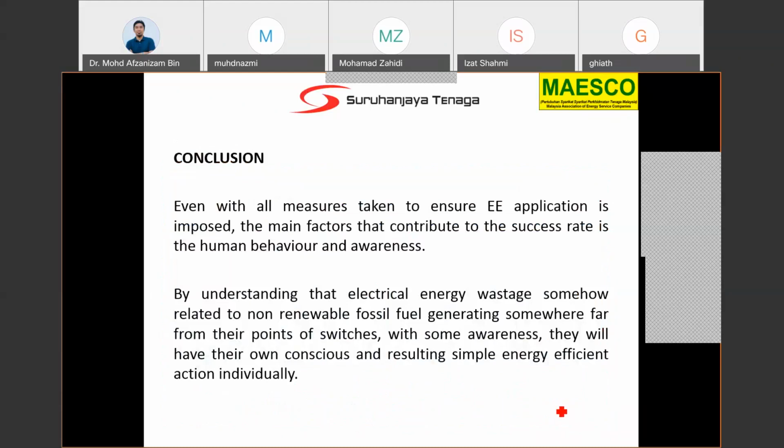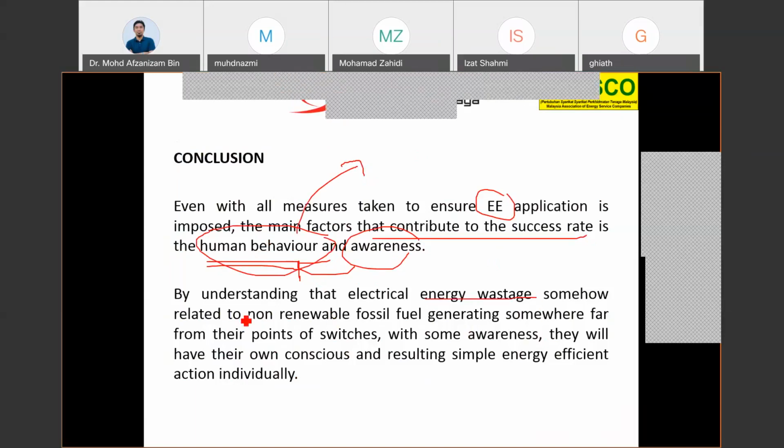Conclusion: given all the measures taken to use energy efficiently, the factor that contributes to the success rate is human behavior, which is awareness. I think the awareness comes from human behavior, right? So that's why this is the thing that will make a huge difference to the successful implementation of energy management. By understanding the electrical energy wastage, and how it relates to possible renewable generation, they will have their own consciousness and result in energy efficient individuals.